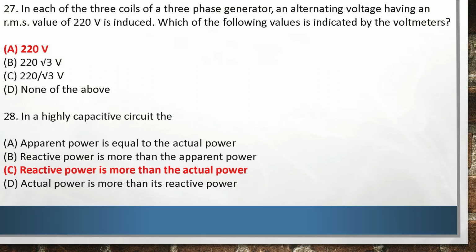Moving toward 28. In a highly capacitive circuit: A, apparent power is equal to the actual power; B, reactive power is more than the apparent power; C, reactive power is more than the actual power; D, actual power is more than its reactive power. And the answer is C, reactive power is more than the actual power.